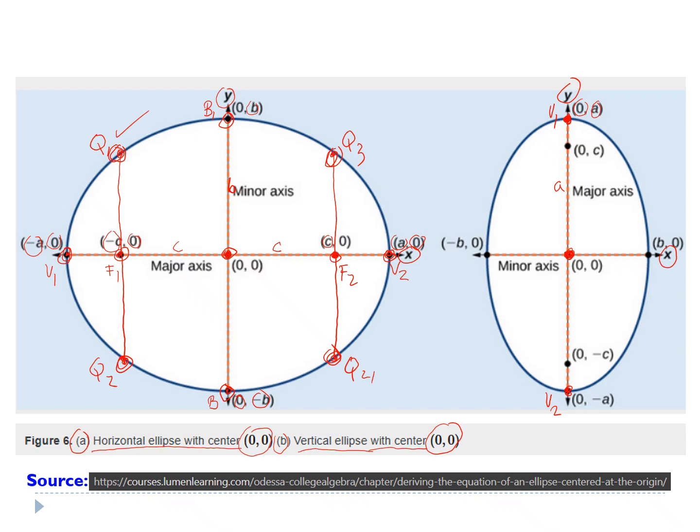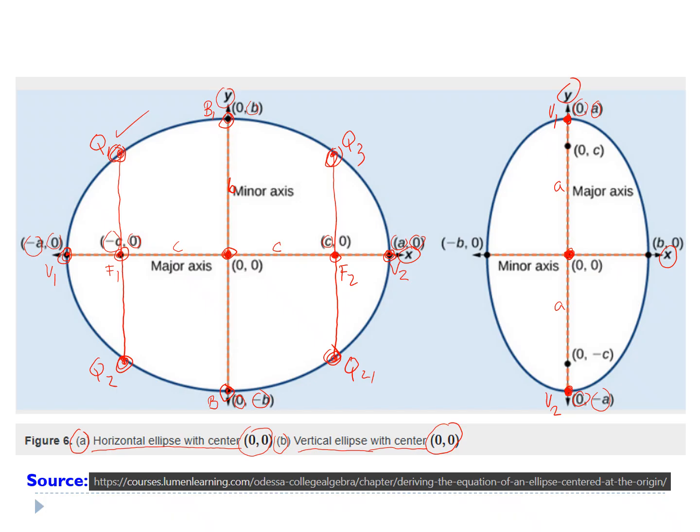Then going downward, again this is a, the distance from the center towards v2, and since this is below the x-axis, this is negative a. And since this point also lies on the y-axis, the abscissa here is equal to 0.